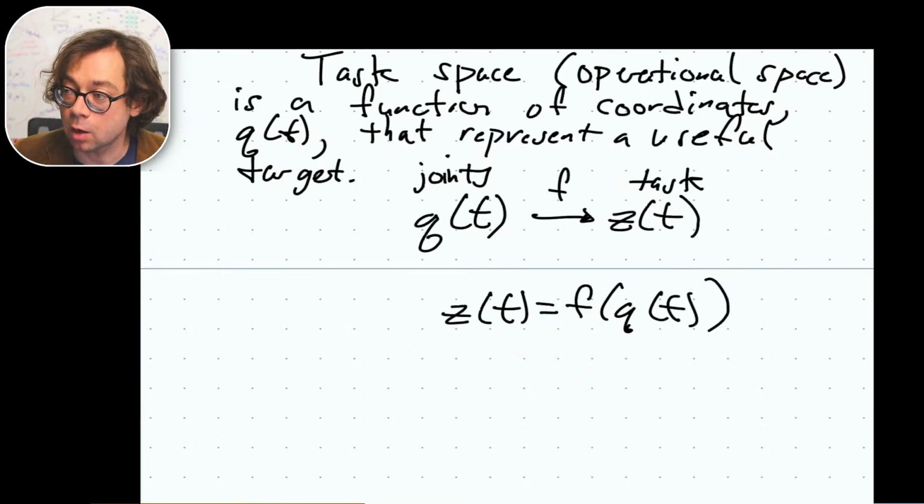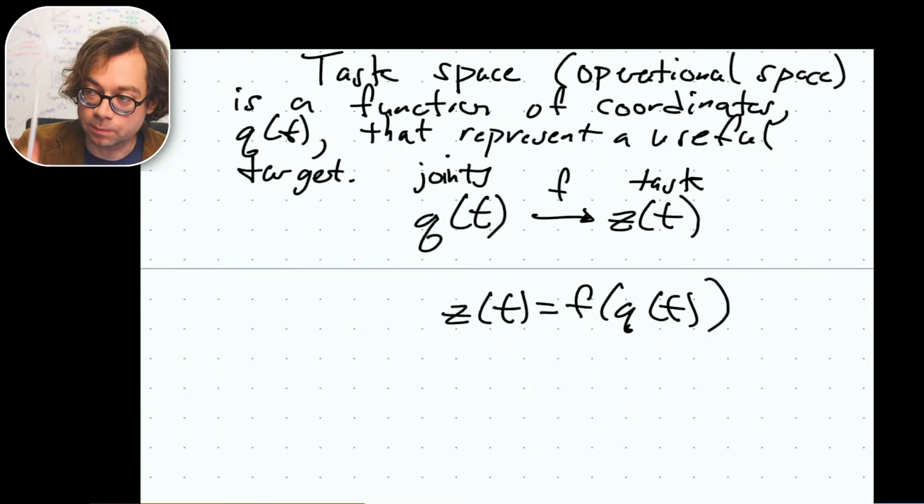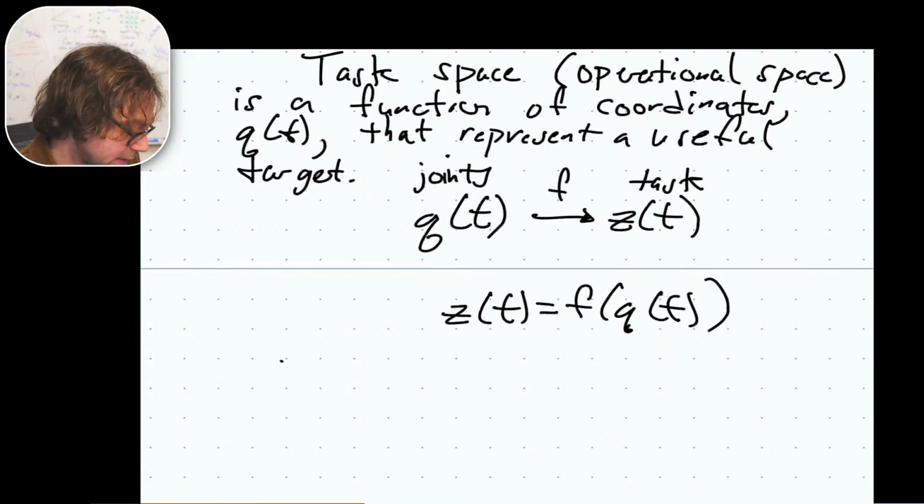Who decides the thing you care about? Ultimately, at the end of the day, you do. The person setting up the task, you care. But a very common one for a robot arm is the end effector, the very end of the arm. So the example would be the end effector.